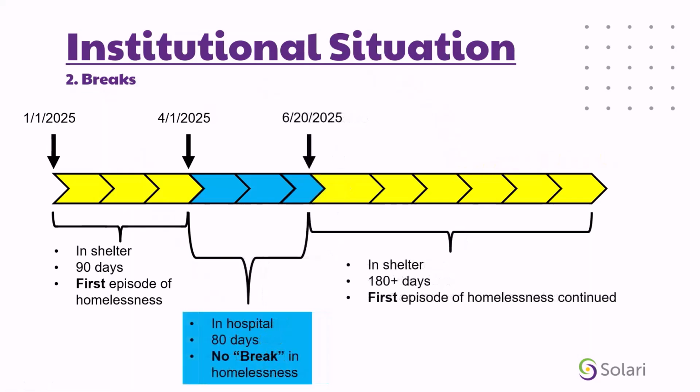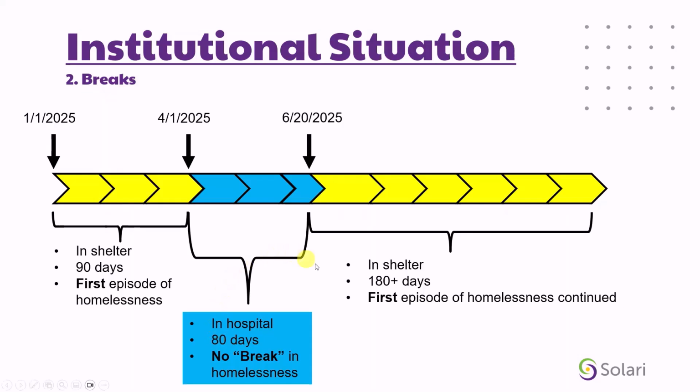In our final situation, again, it's a very similar situation. Again, the client is staying for 90 days in shelter at the start of the year for the first 3 months. But instead of staying at a hospital for 90 days or more, the client in this situation is staying for 80 days. Now, this 80 days does not constitute a break in homelessness because it does not meet the HUD definition of 90 days or more to create a break in homelessness.